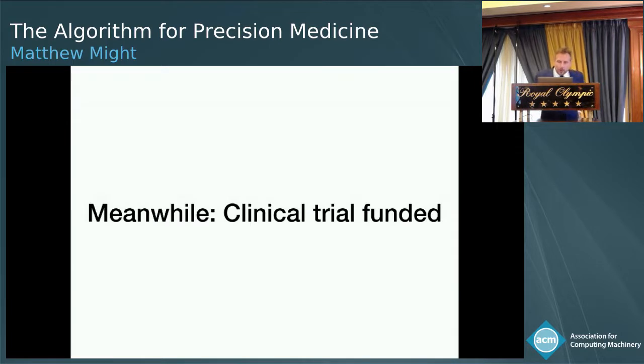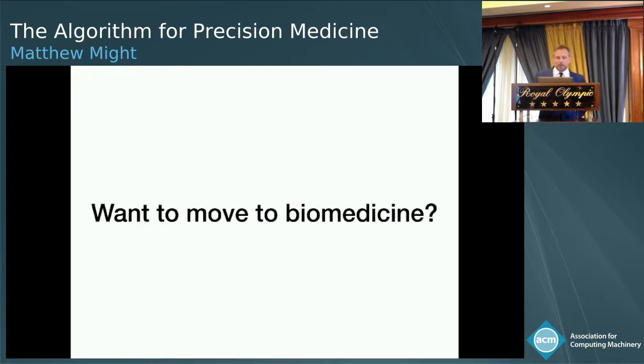And meanwhile, while all that was happening, I actually got an NIH grant funded to do a clinical trial of a new drug for NGLY1 deficiency. And so that trial will start for a number of patients in February.